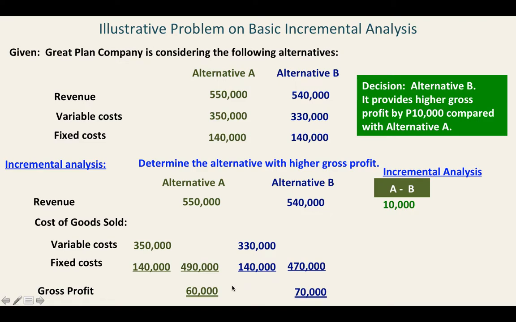Okay? And then for its cost, alternative A has 490,000 and alternative B has 470,000. So 490,000 minus 470,000. So A has a higher cost of goods sold by 20,000. So 10,000 minus, because cost of goods sold has to be deducted from revenue, minus 20,000, we will have a negative of 10,000. So it means that A's gross profit is less by 10,000 compared with B.